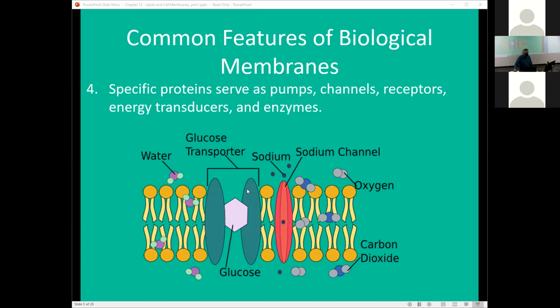We have specific transporters like glucose. Again, remember, glucose can't cross the phospholipid bilayer on its own because it's large and polar, so we need a specific transporter in order to get that into the cell. Okay, oxygen, carbon dioxide, we don't need transporters because these can cross the phospholipid bilayer easily.